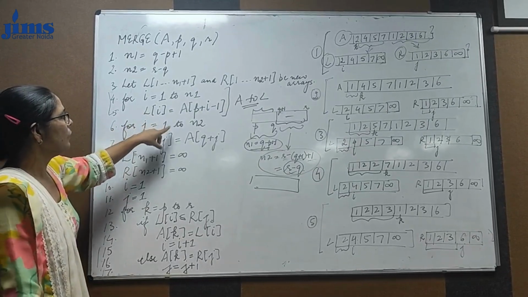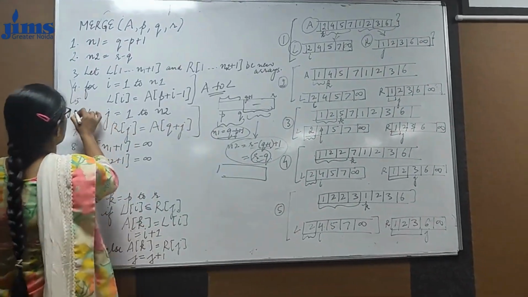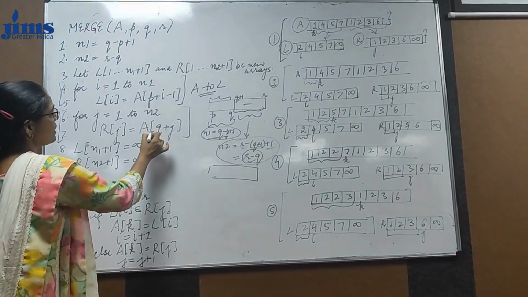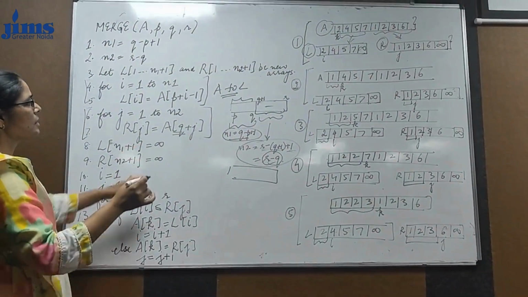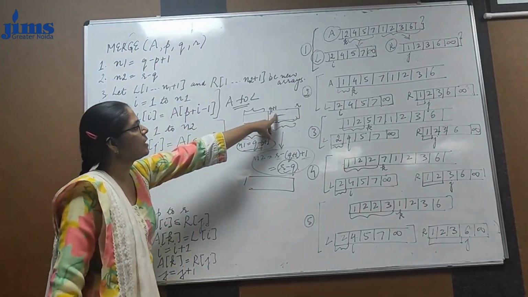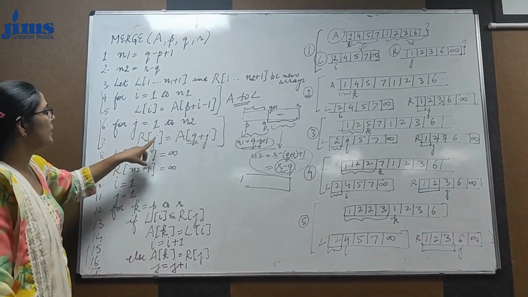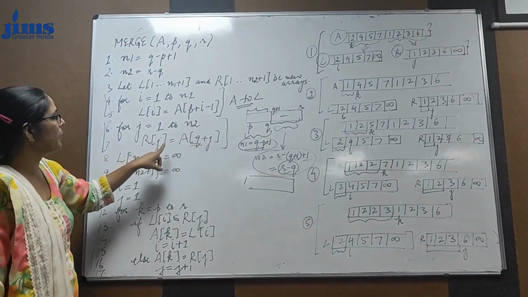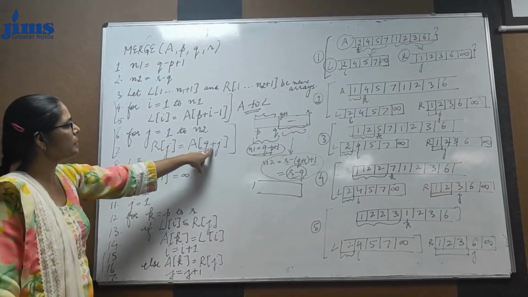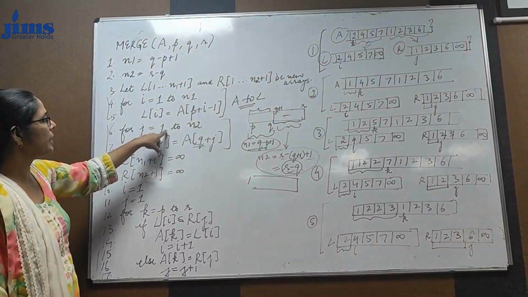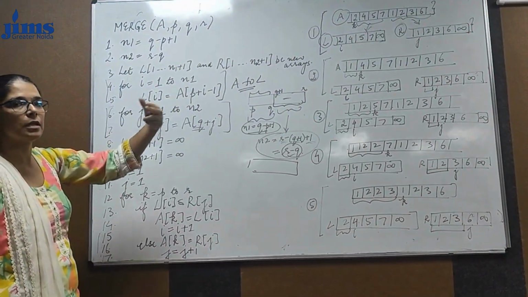Similarly, while copying the values from A to R, what is the starting index? Because the first value of the right part is at index Q plus 1. So A of Q plus 1 will be copied to R1, A of Q plus 2 will be copied to R2, and this process will be repeated how many times? N2 times. N2 is the number of values in the subarray.